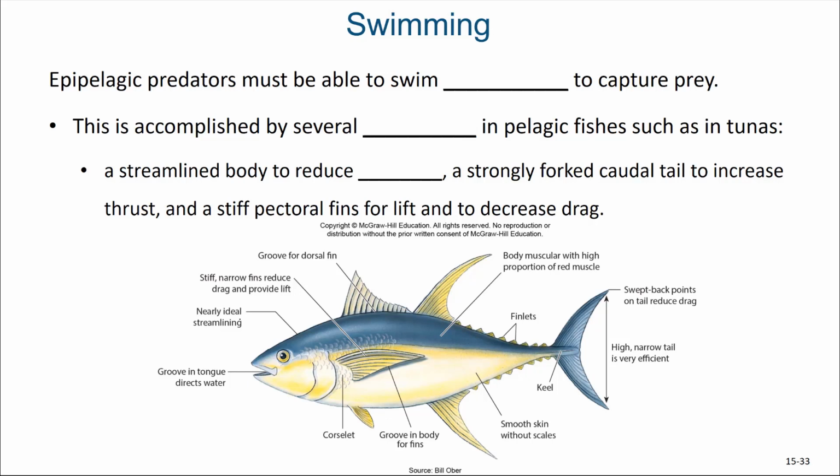Another adaptation for some organisms in the epipelagic is to have impressive swimming ability. Epipelagic predators must be able to swim quickly to capture prey, and some of the fastest recorded swimmers are found in the epipelagic, such as billfish and sailfish. This is accomplished by several adaptations.